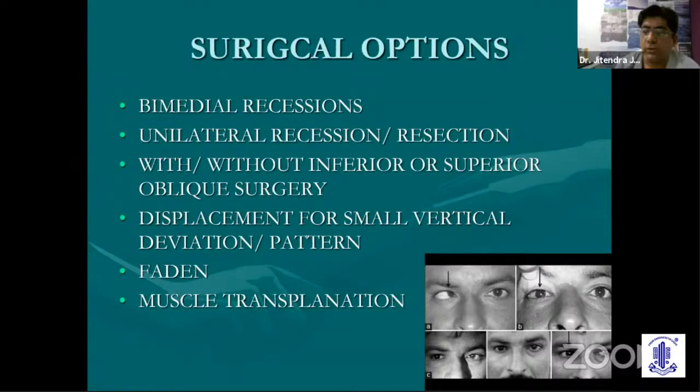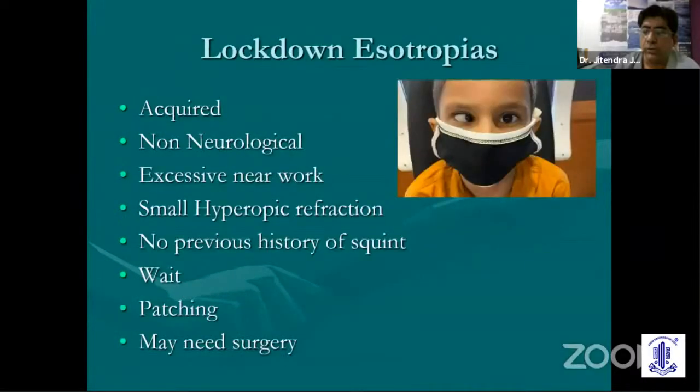This was a recent patient. This is what I call lockdown esotropias. These are the patients I was talking about: children who have a small hyperopic refractive error of around 1.25. This is acquired and non-neurological, but with a small hyperopic refraction they were able to manage because of good divergence amplitudes. They were mainly either esophoric or orthophoric, but because of excessive near work, they have gone into complete esotropia.